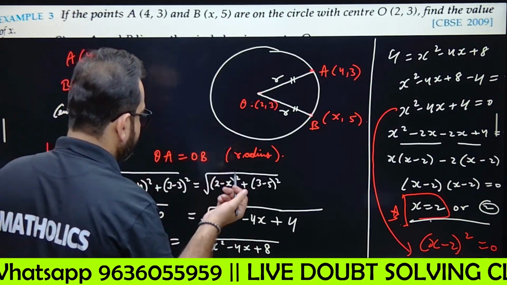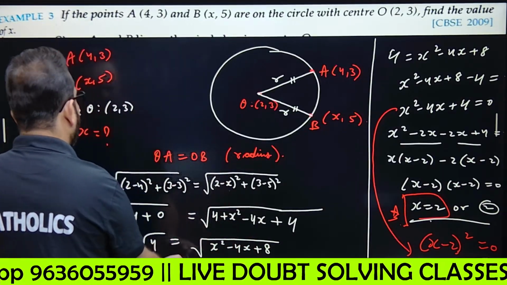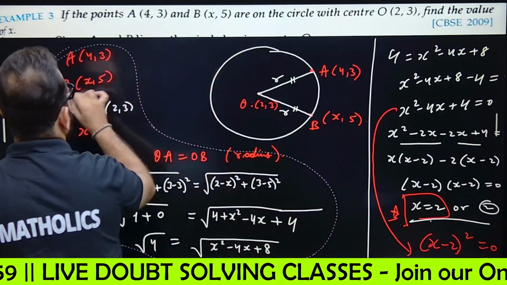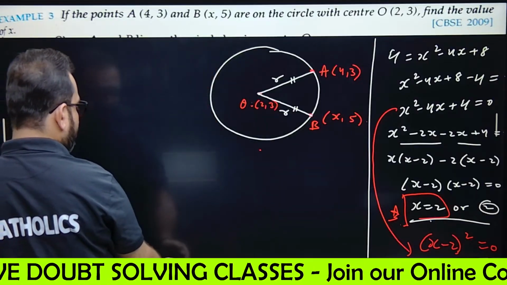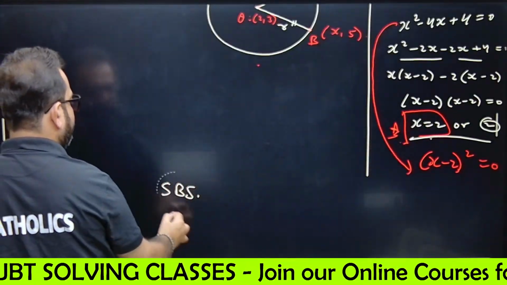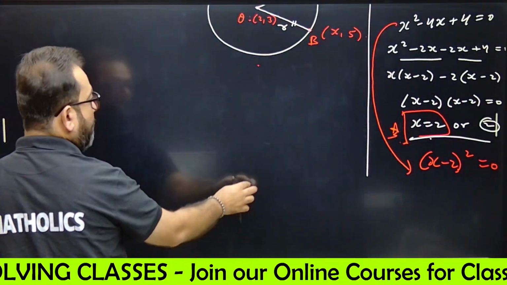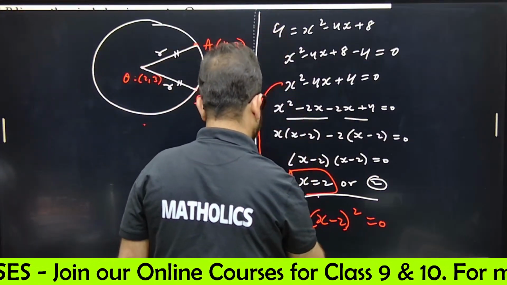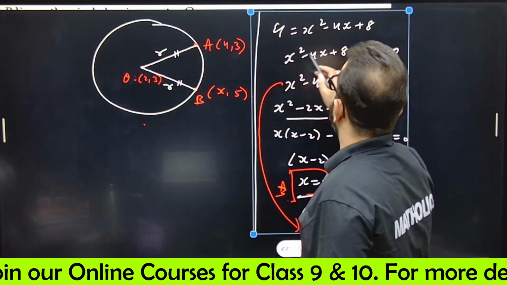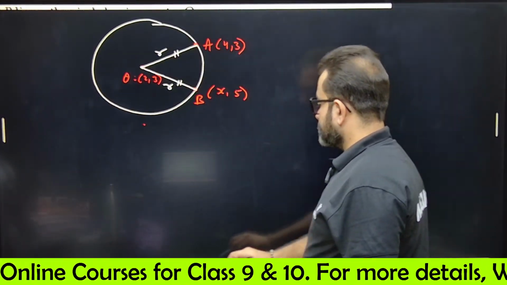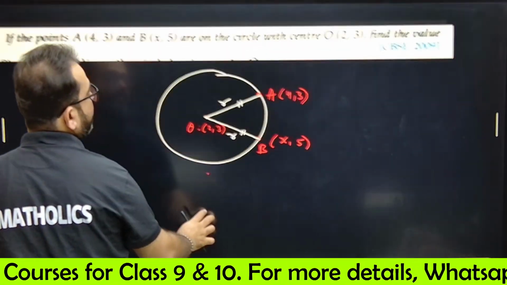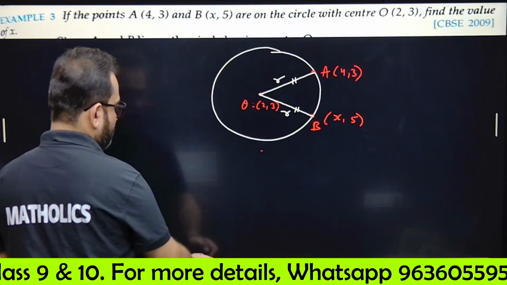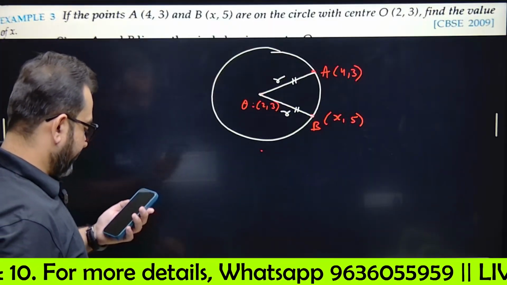Now, how to find this value of x? We'll solve it, don't worry. Just copy the diagram. We'll be solving this question. Okay, so this is the question. Simple: a circle is given, 2 points are given, and we have to solve for x.